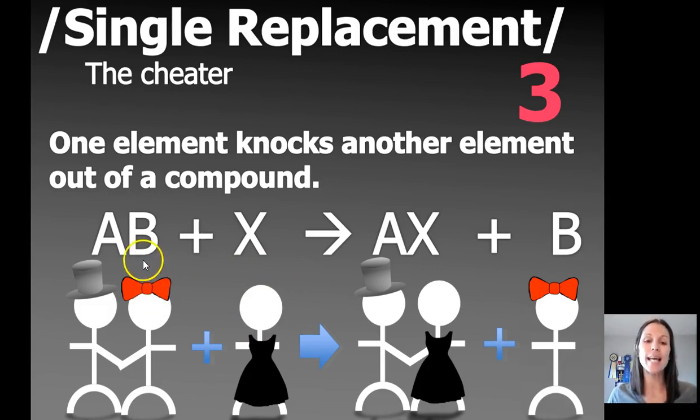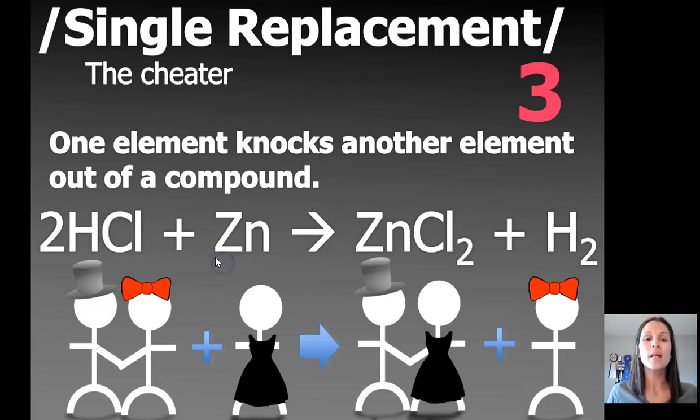This can be simplified as AB plus X yields AX plus B. Notice the switching of the elements. So hydrogen chloride and zinc would yield zinc chloride and hydrogen gas.